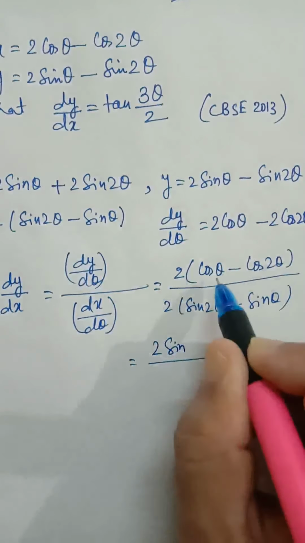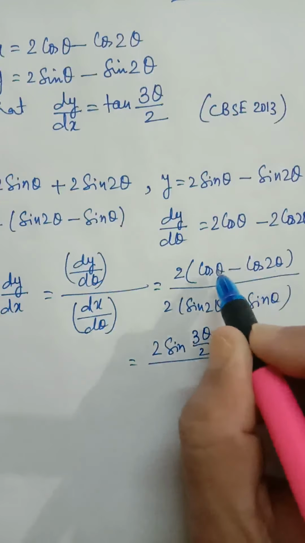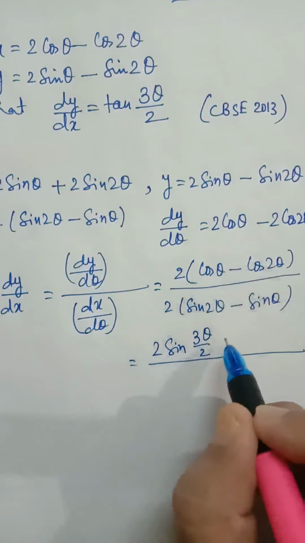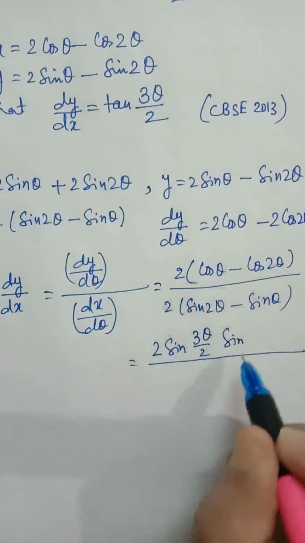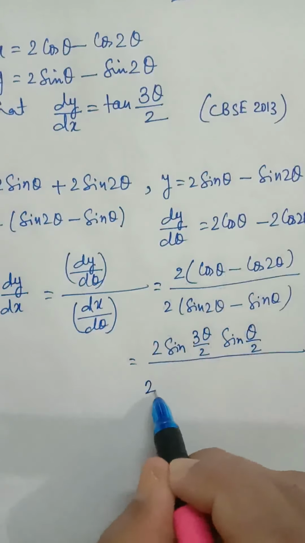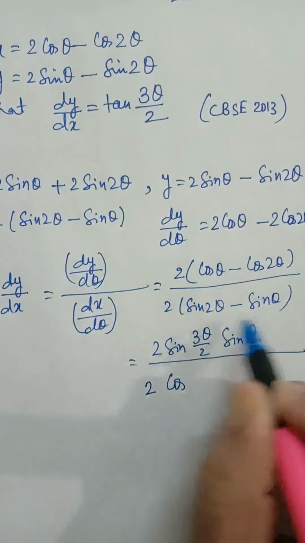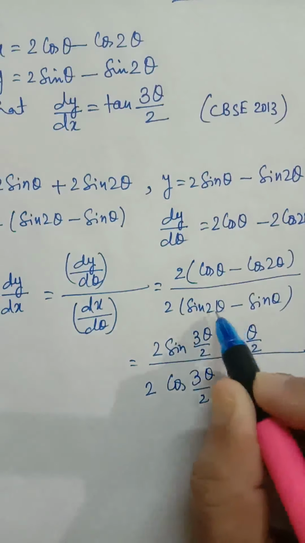sin (c plus d) by 2, 3 theta by 2. c plus d means theta plus 2 theta, 3 theta by 2, and sin (d minus c) by 2, 2 theta minus theta is theta by 2. Sin c minus sin d is 2 cos (c plus d) by 2 sin (c minus d) by 2.